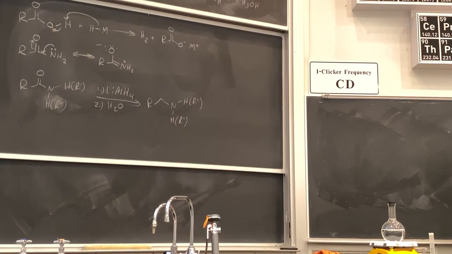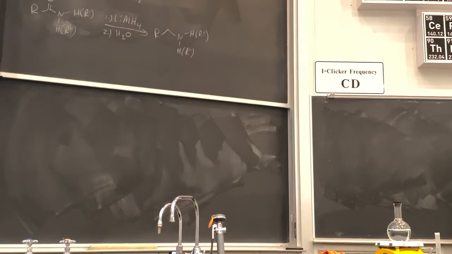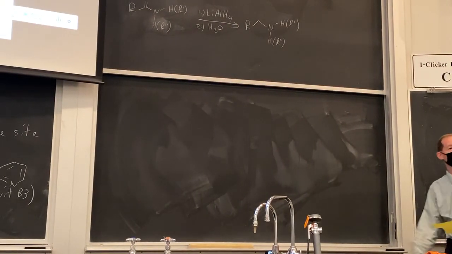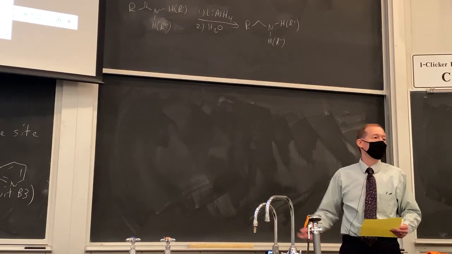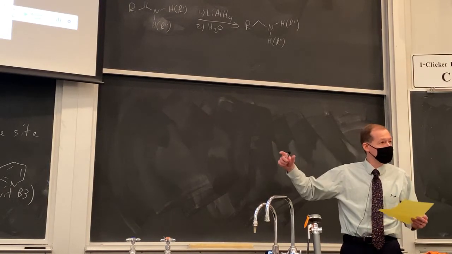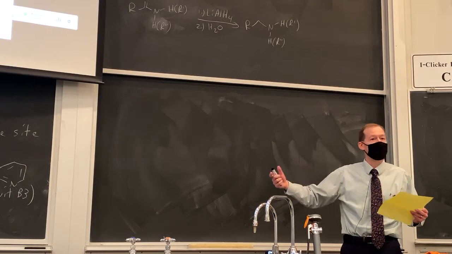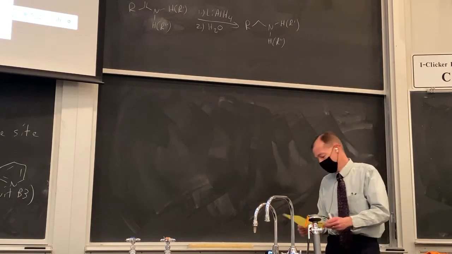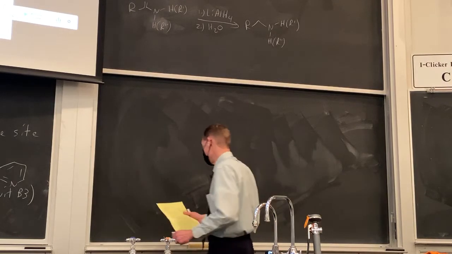So we'll draw a mechanism. This mechanism will also serve as the mechanism for carboxylic acid reduction. You would just replace the nitrogen with an OH, and you could draw the same kind of mechanism. So that's something you should do on your own to make sure you understand the mechanism of carboxylic acid reduction. Okay?